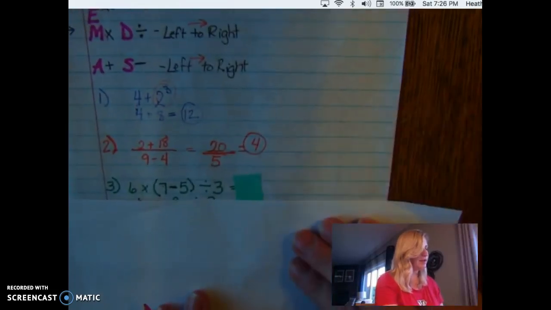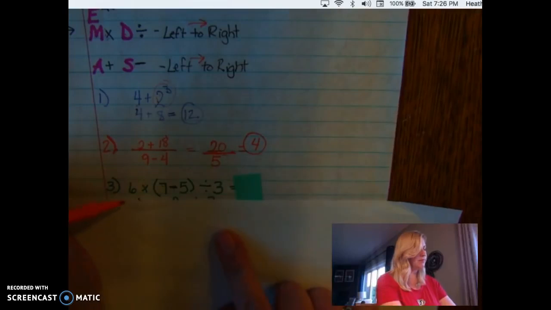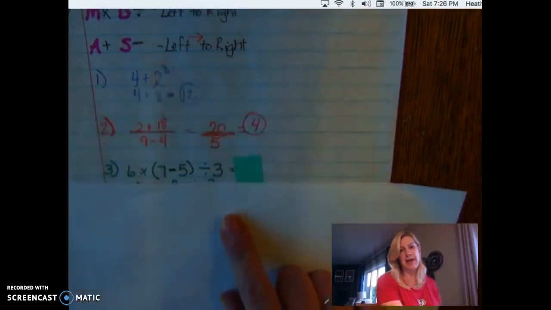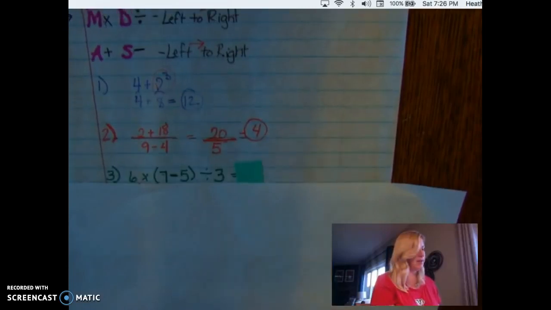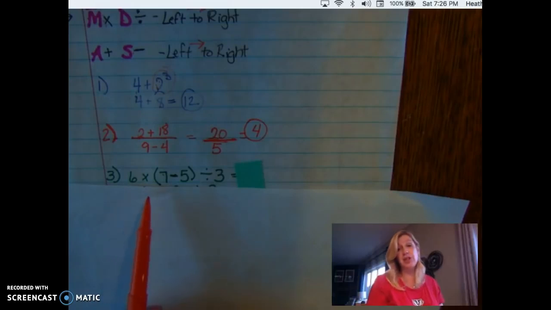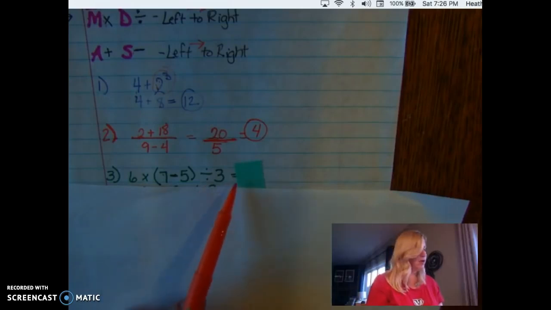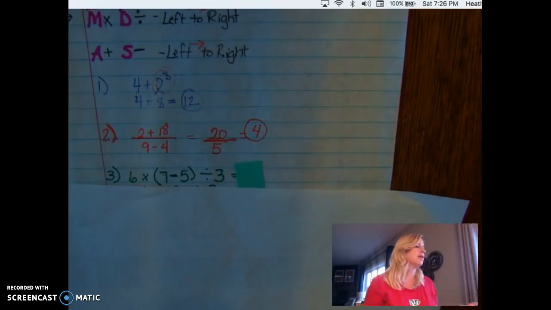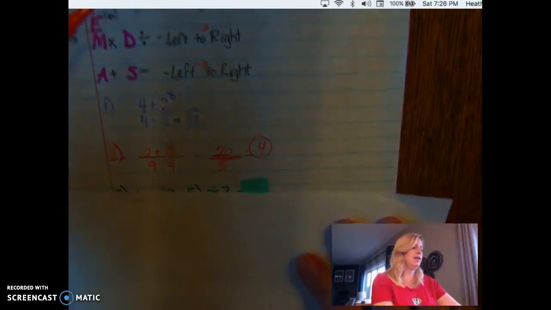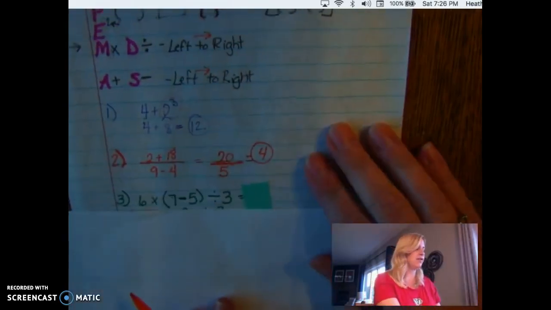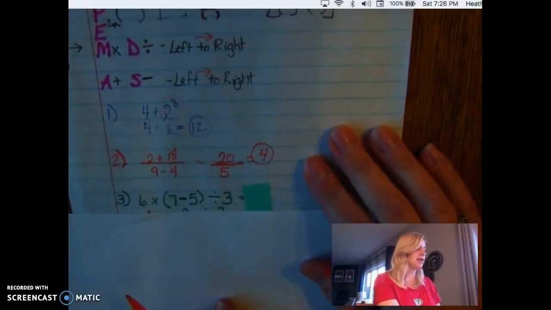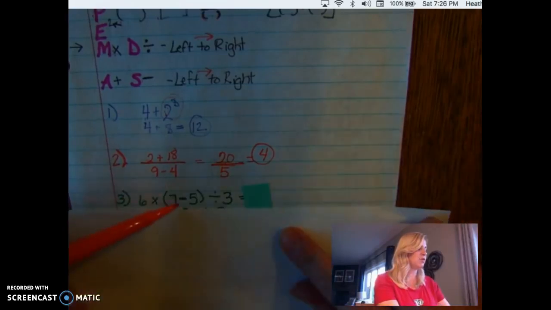So the next one is a little more tricky. We have a 6 times, in parentheses, 7 minus 5, all of that divided by 3. If you take a look at this expression, we don't know what it equals yet. We just know it's trying to communicate a number to us. We see that there is a grouping symbol that matches parentheses up here. So that's the first thing we do. So we do the 7 minus 5, which will be a 2.